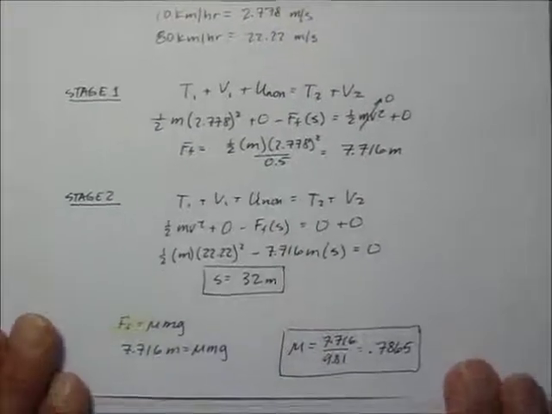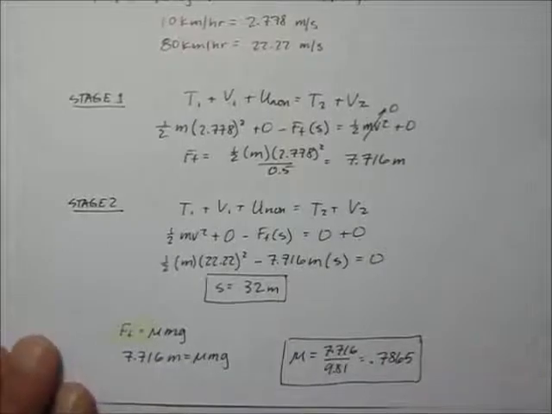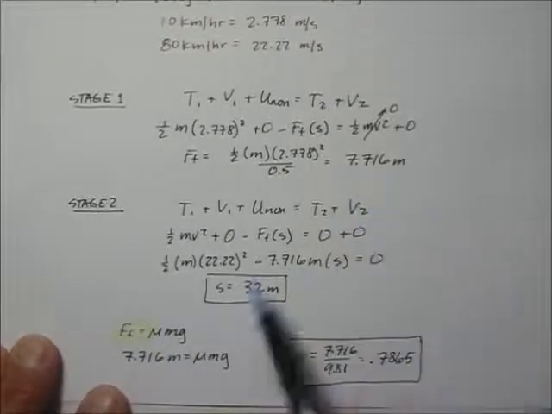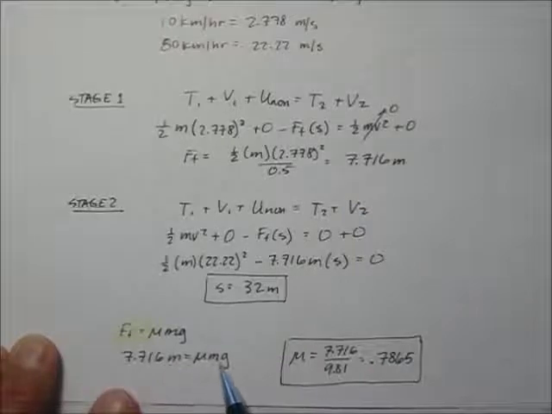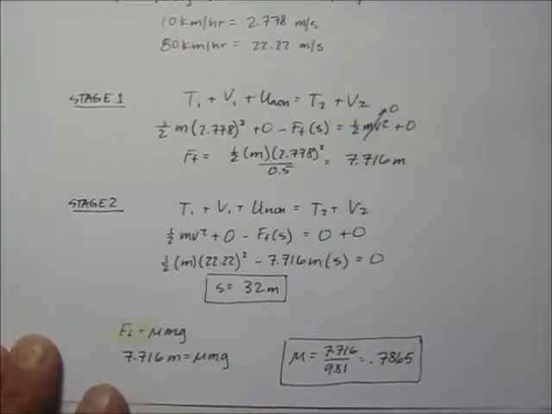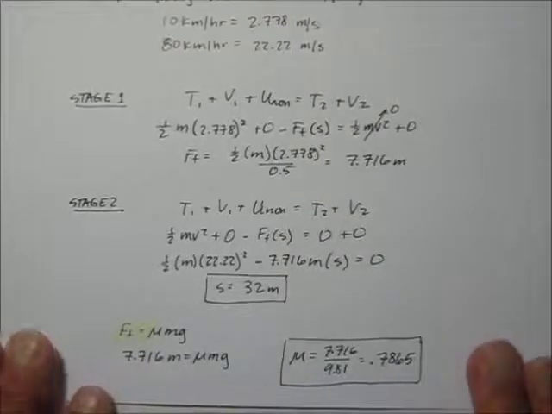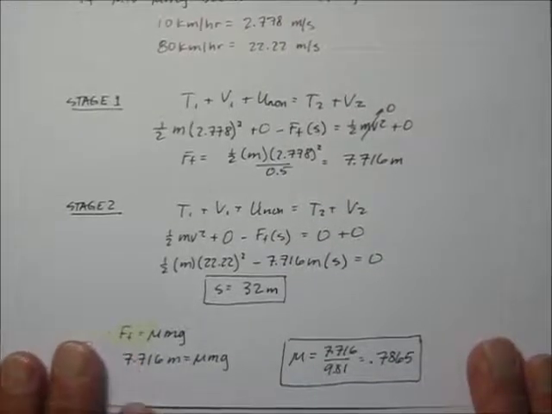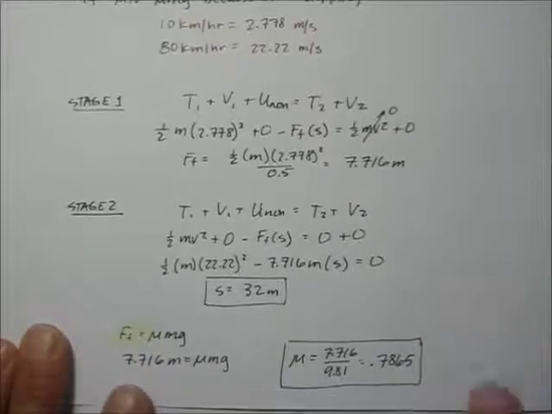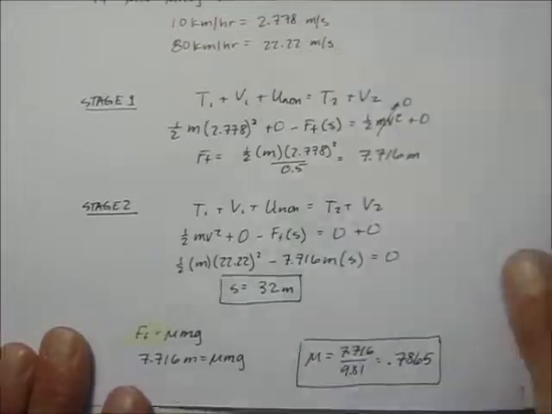Now, what is the coefficient of friction? Well, we should know that the force of friction is equal to mu mg. The force of friction that we solved for up here was 7.716 times m, which is equal to mu mg. The m's cancel, and we can see that mu is equal to 0.7865, which is probably about right for a car or truck. It's maybe a little higher than we would see with street tires, but we would probably expect something close to that.